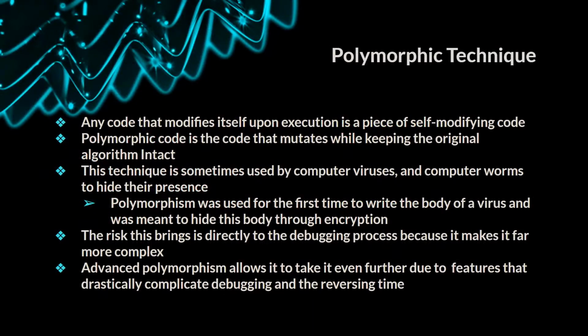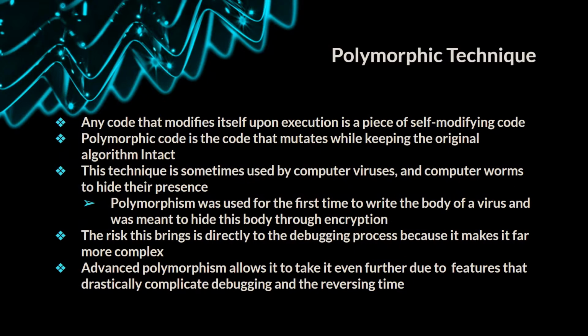Now this is the main thing, which is the polymorphic technique. The main technique for which polymorphism is used is self-modifying code, which, to define it, is any code that modifies itself upon execution. Polymorphic code is code that mutates while keeping the original algorithm intact. This technique is sometimes used by computer viruses and computer worms to hide their presence. Interestingly, polymorphism was used for the first time to write the body of a virus and was meant to hide this body through encryption, behaving like a chameleon, adapting to its surroundings to camouflage, which you mentioned much earlier.